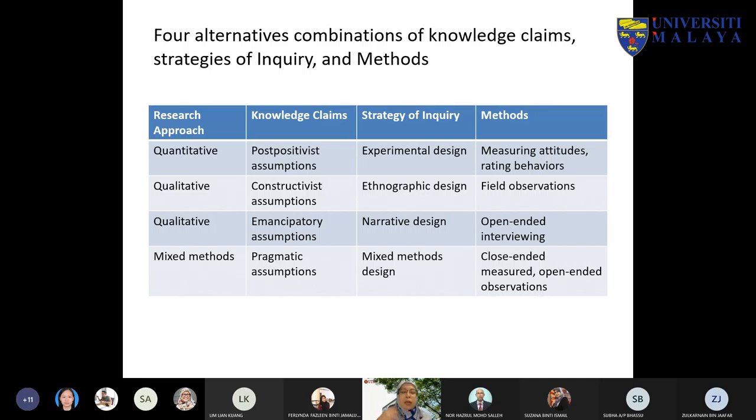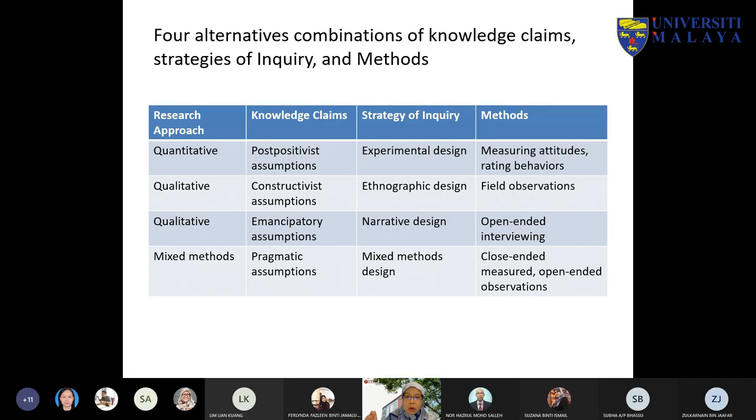In Creswell, quantitative is post-positivist or positivist. It could be an experimental design, such as a method measuring attitude or behavior. Qualitative is constructivist. This is the example given by Creswell.